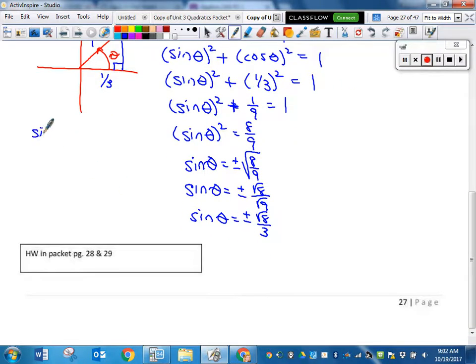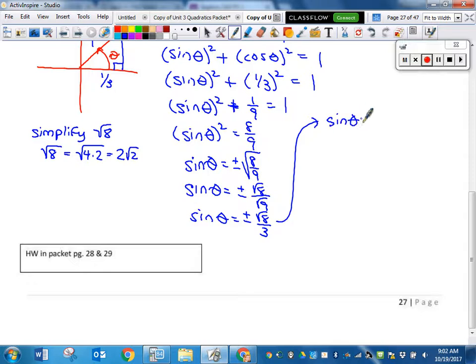So simplify radical 8. Last year you did simplifying radical 8. Perfect square that goes into 8, that would be 4. So 4 times 2. I like 4 because it's a perfect square. Square root of 4 is just 2, so that comes out. And then this 2 right here stays underneath. Okay, so almost done. Sine of theta equals plus minus 2 square roots of 2 instead of square root of 8, all over 3.